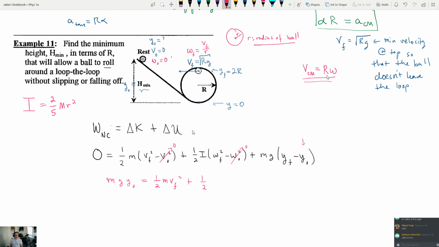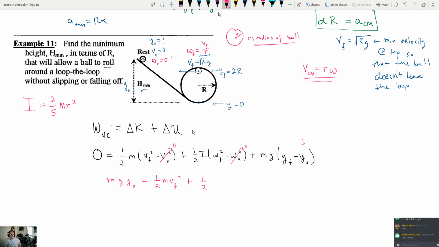Because this radius that shows up in this equation right here, for VCM equal to r omega, is the radius of the object, not the radius of this path that it's traveling on. Okay, so I made this change right here. Omega f should be equal to Vf over little r, where little r is the radius of the ball, in case you didn't see that change.